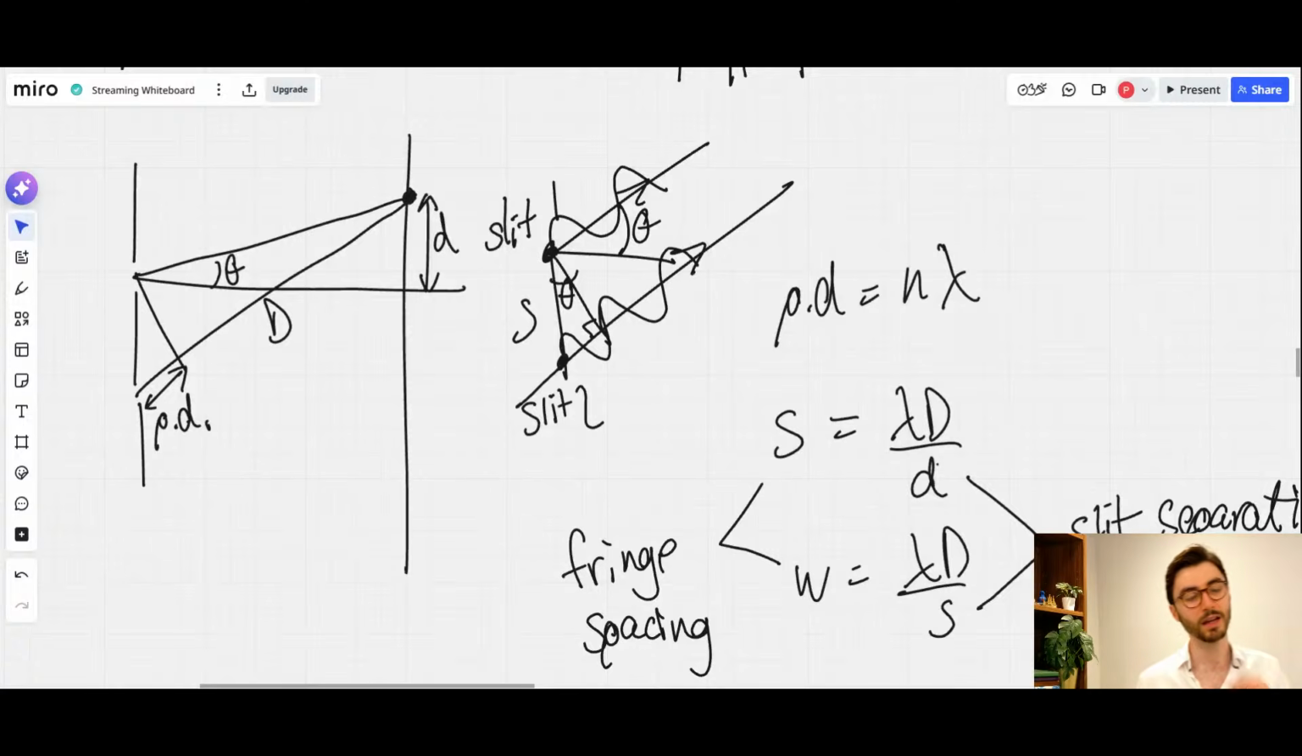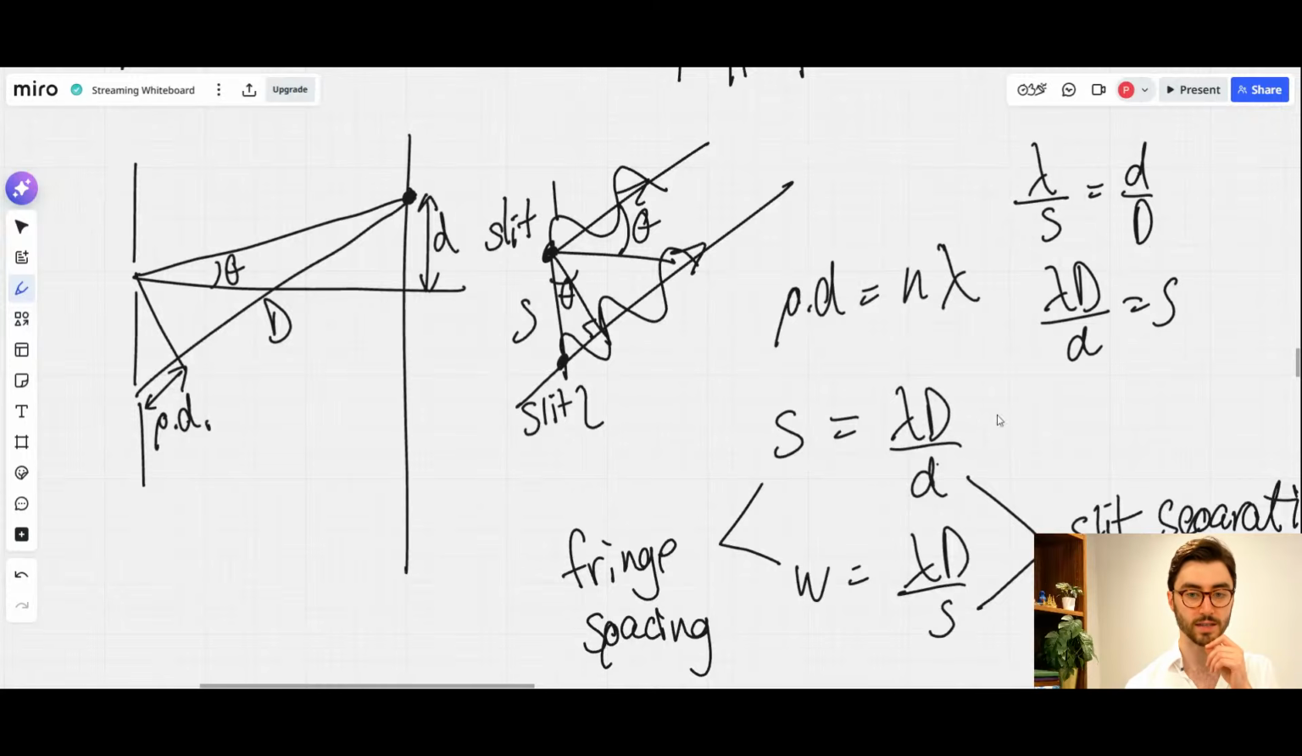Yeah, so it kind of comes from that. So it was the lambda. I'll give it one more go. It does come from the idea that, in this case, lambda over s equals d over D. You can rearrange it and say that lambda D over d is equal to s in this form, depending on how you're defining your terms. So it does come from these two triangles, right? The one relating path difference with the slit separation, and the one relating the fringe separation with the distance to the screen.